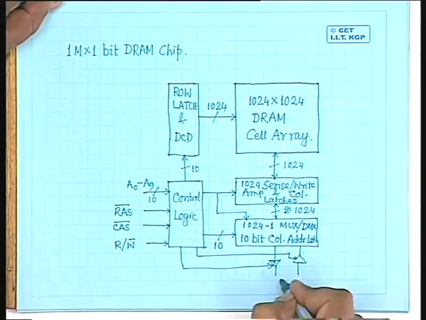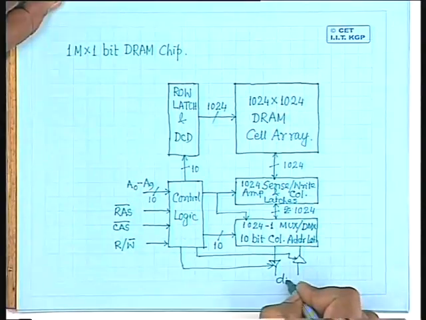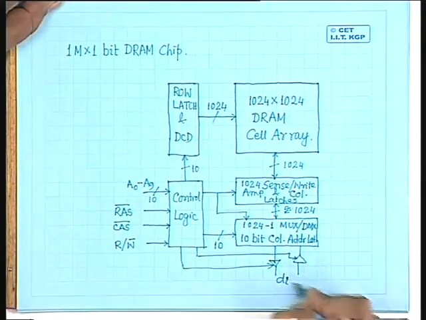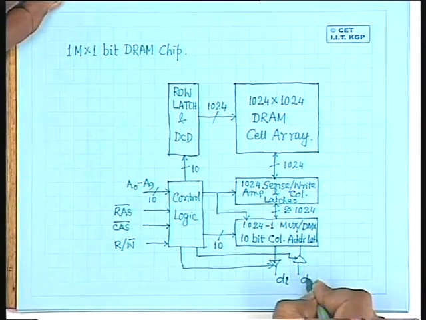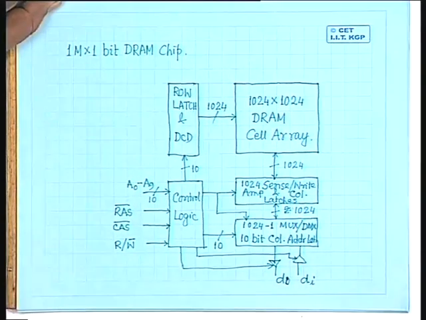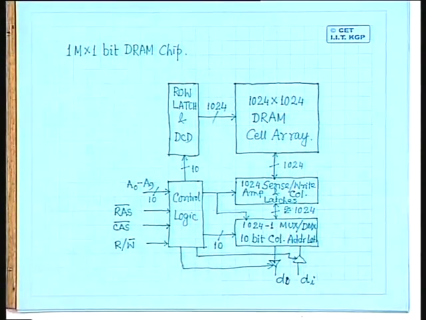So this is the ith output line, and this is the input data. So this is the entire unit of a RAM chip, and the RAM chip organization is something like this.